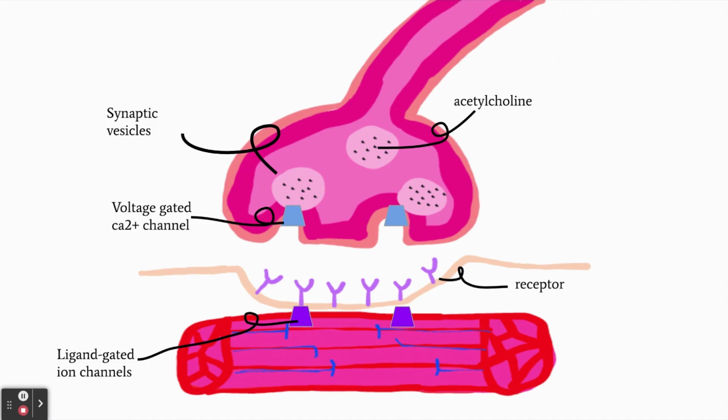Open channels allow an influx of sodium ions into the cytoplasm of the muscle fiber. The sodium influx sends a message within the muscle fiber to trigger a release of stored calcium ions. Stored calcium ions diffuse into the muscle fiber, which causes a contraction.